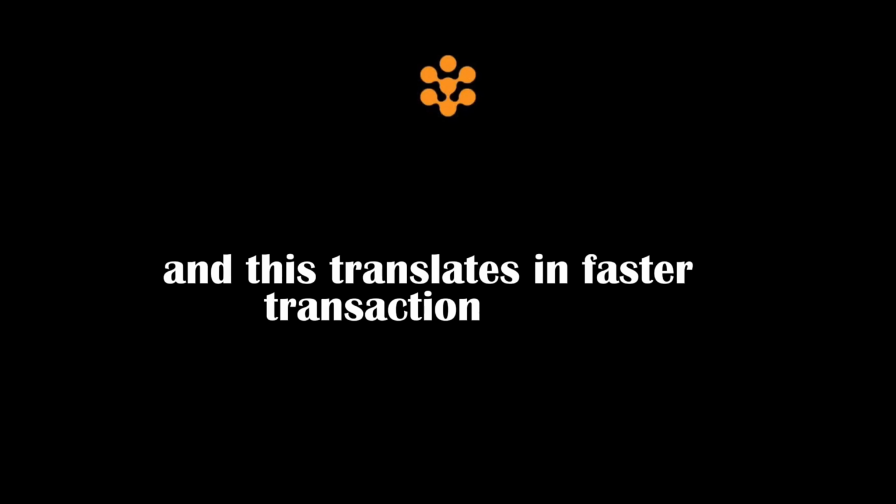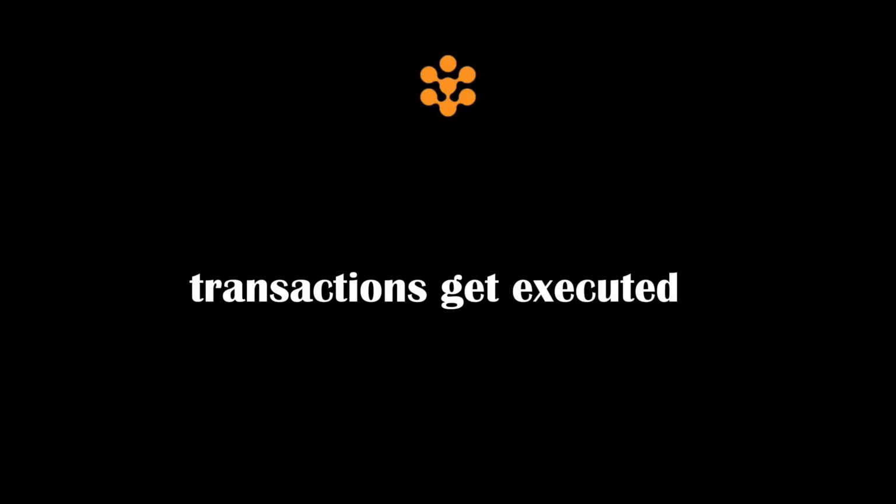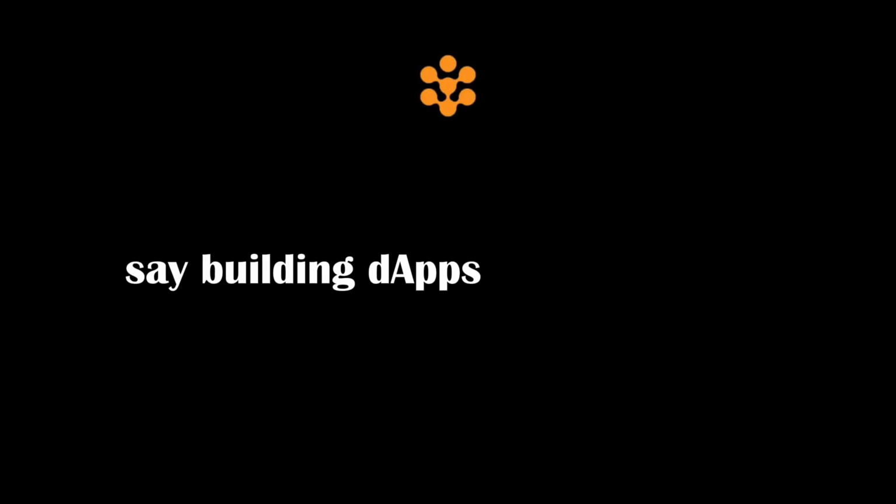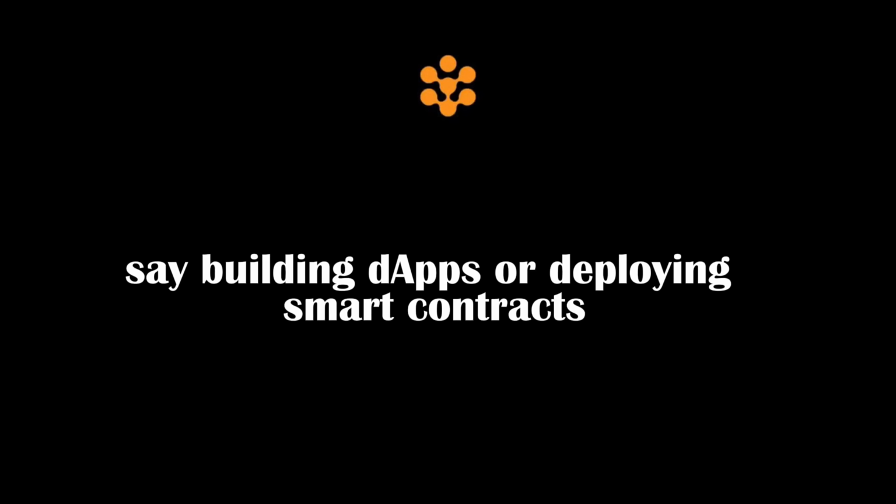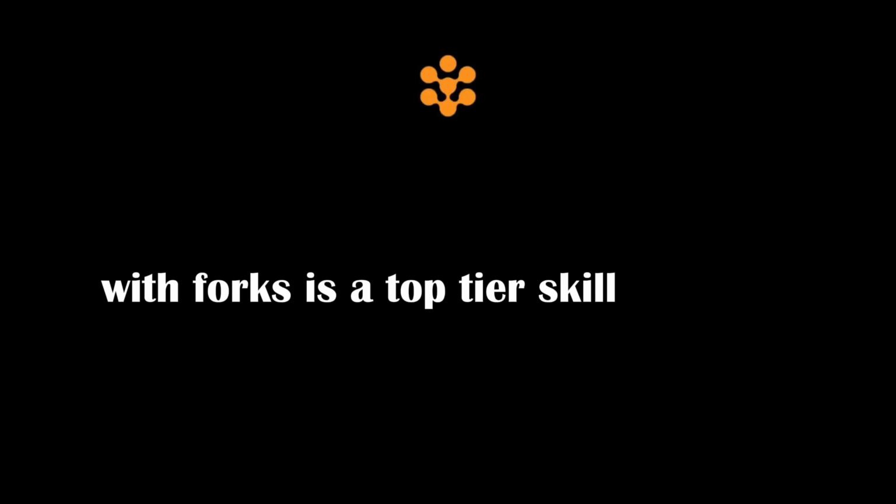Also, Rootstock has low latency, and this translates into faster transaction speed. Transactions get executed quickly because of its fast block finality. These are just a few of the benefits that Rootstock has in store for developers building on it. And now when you're building on Rootstock, say building dApps or deploying smart contracts, knowing how to fork and interact with forks is a top tier skill to have.